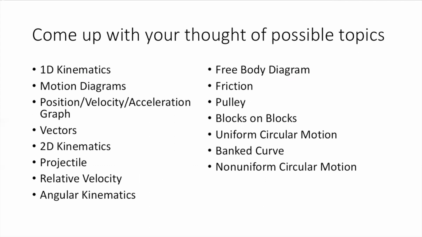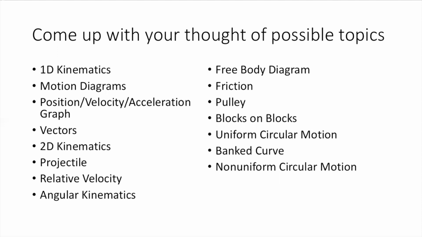We do 1D kinematics, motion diagrams, position, velocity, acceleration graphs, vectors, 2D kinematics, projectiles. I won't read them all, but just kind of coming up with a shotgun blast of as many different topics as you can think of. Some of them are more general, some of them are very specific. Like a banked curve is a specific type of problem that could be uniform or non-uniform circular motion, but just here are some categories of problems. This is by no means a complete list. If you're looking at this and thinking, oh, I would have put this topic, that topic, and the other topic on there, great.